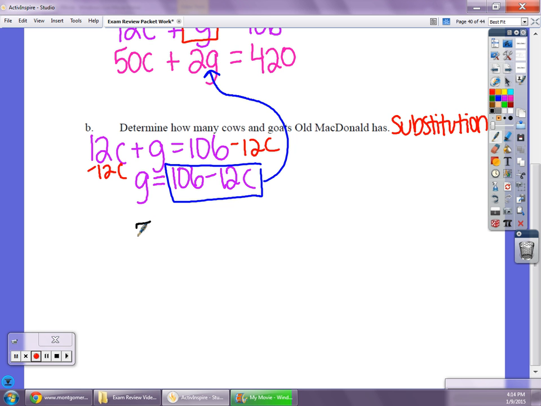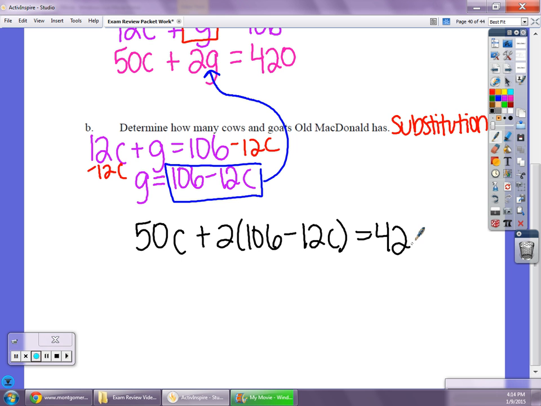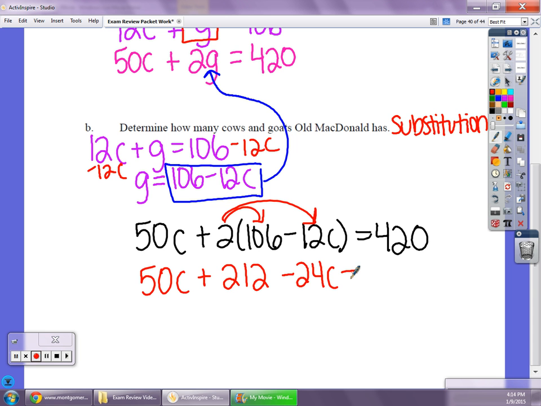So I'm going to say 50C plus 2 times 106 minus 12C equals 420. And you want to be careful when you use substitution, make sure you substitute into the equation you didn't use. All right, let's simplify that. I need to distribute here. So I'm going to multiply both of those numbers in the parentheses times 2. So we end up with 50C plus 212 minus 24C equals 420.